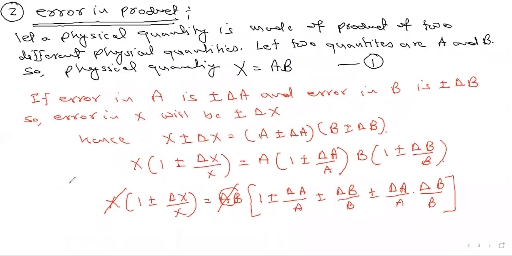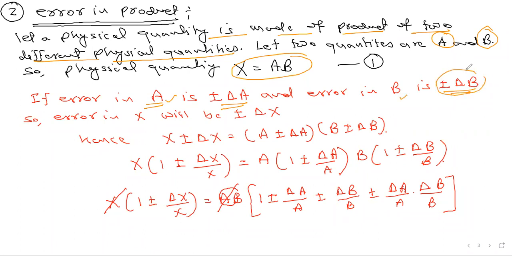Once again you check what I said. A physical quantity is made of the product of two different physical quantities. If the physical quantities are A and B, then X equal to A into B. If the measurement error is plus minus delta A in A, and measurement error in B is plus minus delta B, then obviously X will also have an error, the error in X. If you write in the complete combination, then X plus minus delta X equal to A plus minus delta A into B plus minus delta B. Do one thing, take X common from here, A common from this bracket, B common from this bracket. If you see, this is A into B, so A into B is always X.